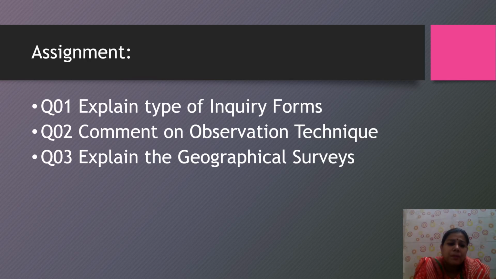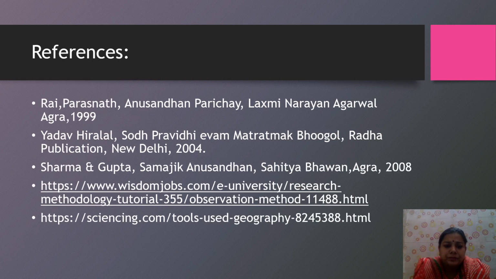So in this chapter, the questions we can take up are: explain the types of inquiry forms, comment on observation techniques, and explain the geographical surveys.